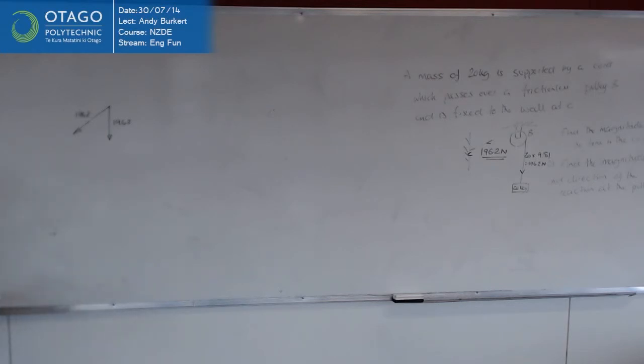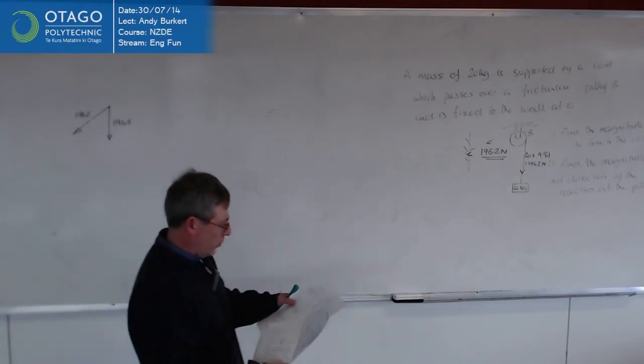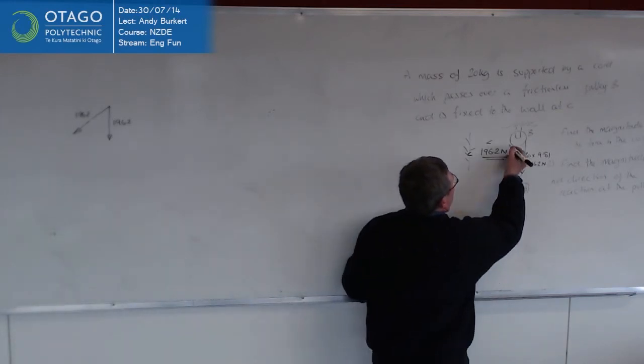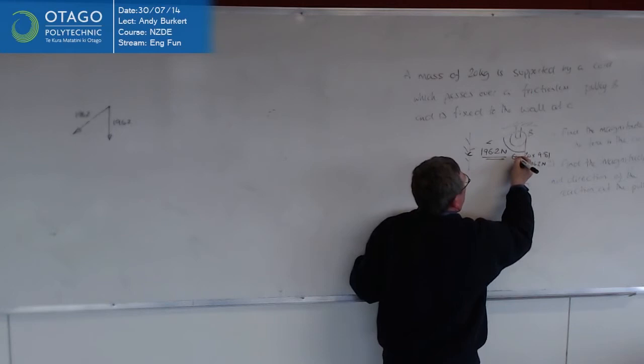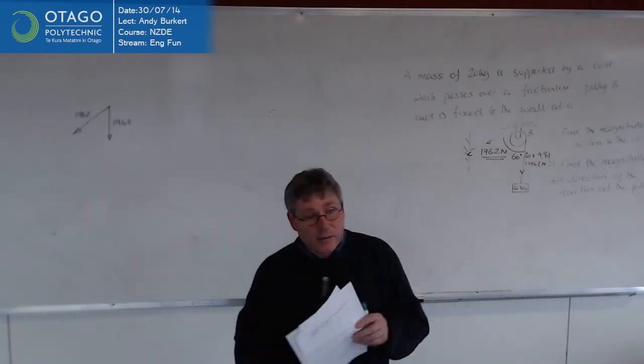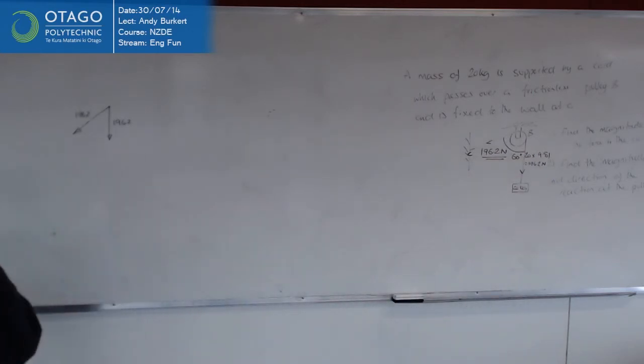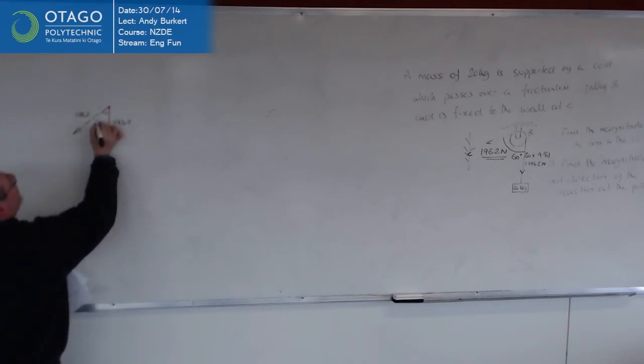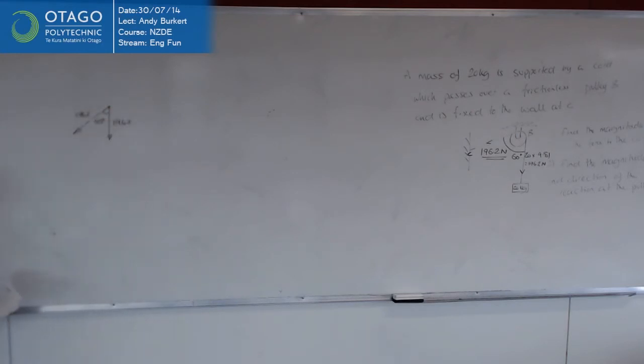Do we know any angles? Actually, we do. But I forgot to draw it on the diagram, which doesn't help, does it? We know that that in there is 60 degrees. Makes it a bit easier when you know the angle, doesn't it? So I know that that's 60 degrees. Okay? That's our free body diagram.